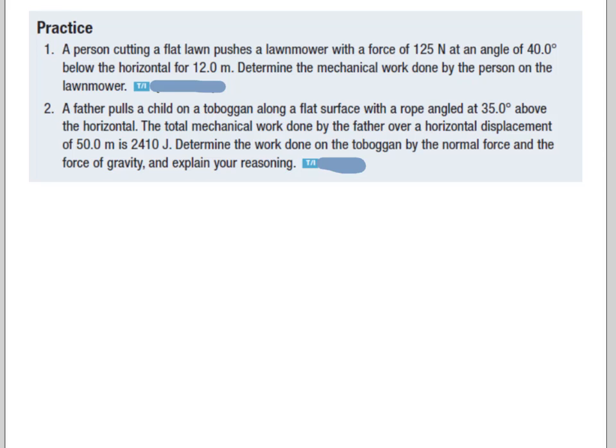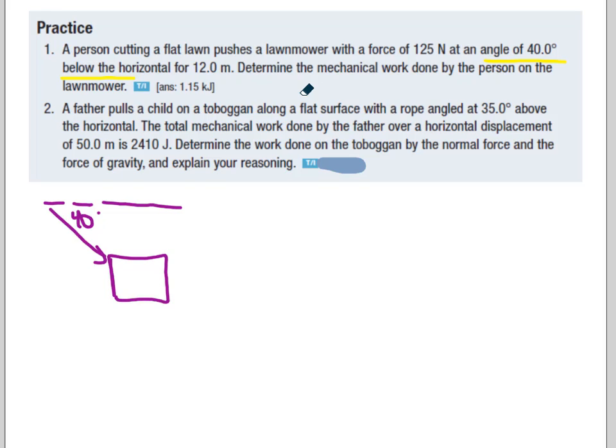Okay, so you've had a chance to try it. What I do want to highlight is just at an angle of 40 degrees below the horizontal. So what that means is if this is the lawnmower and the person is pushing on it, this could be the horizontal and this is 40 degrees. Hopefully you had a chance to try that. Come up with 1,150 joules or 1.15 kilojoules.